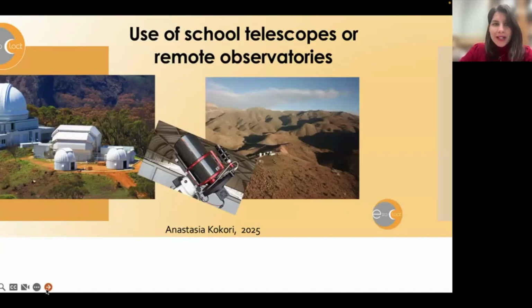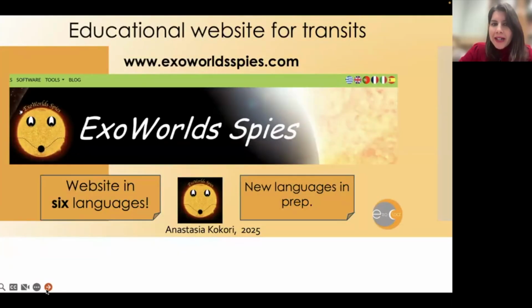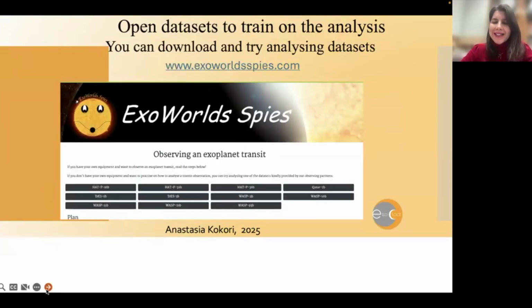How can you participate? You can use a school telescope if you have, or a remote observatory, and then observe an exoplanet by using the resources that we have in our educational platform, which is called exoworldspice.com. This website is available in 6 languages, and you can find guidelines on how to observe an exoplanet, but also on how to analyze it. You will find also available datasets to train your students, or if you don't have access to a telescope, you can directly use these to show and to engage the students with real data.